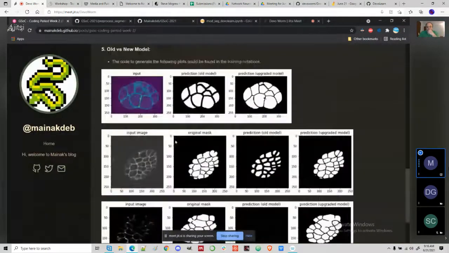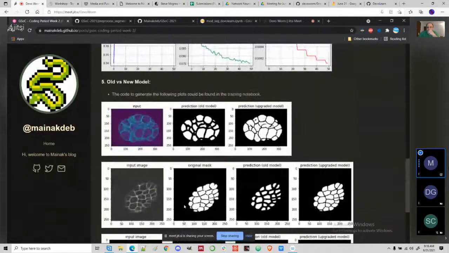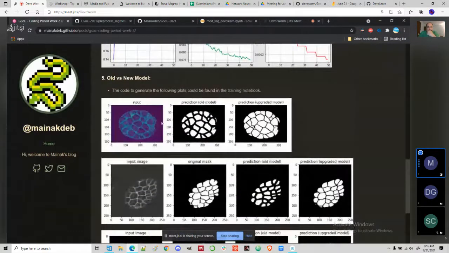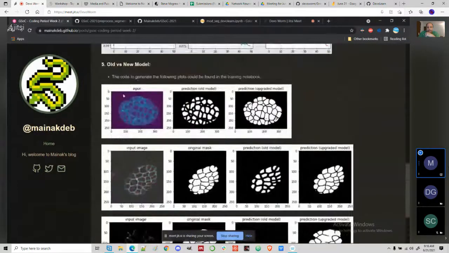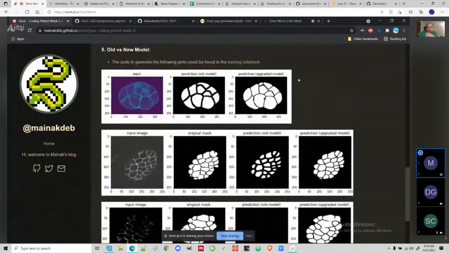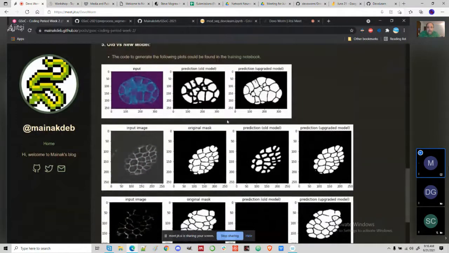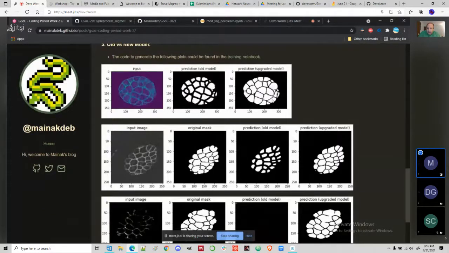So if we compare the new model and the old model head to head on the same data, these are the results that we are getting. Is the GIF visible? Yeah, I can see. Loading? Yeah. It's pretty obvious from here that the edges look sharper and it's a lot tighter, as Bradley said. And I think for tracking smaller cells, this is a useful thing.